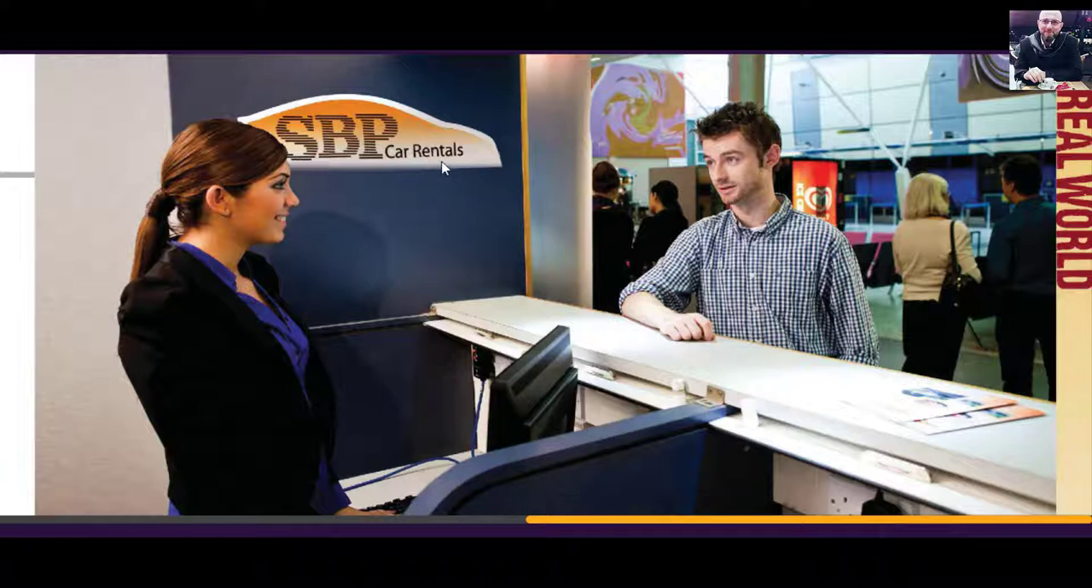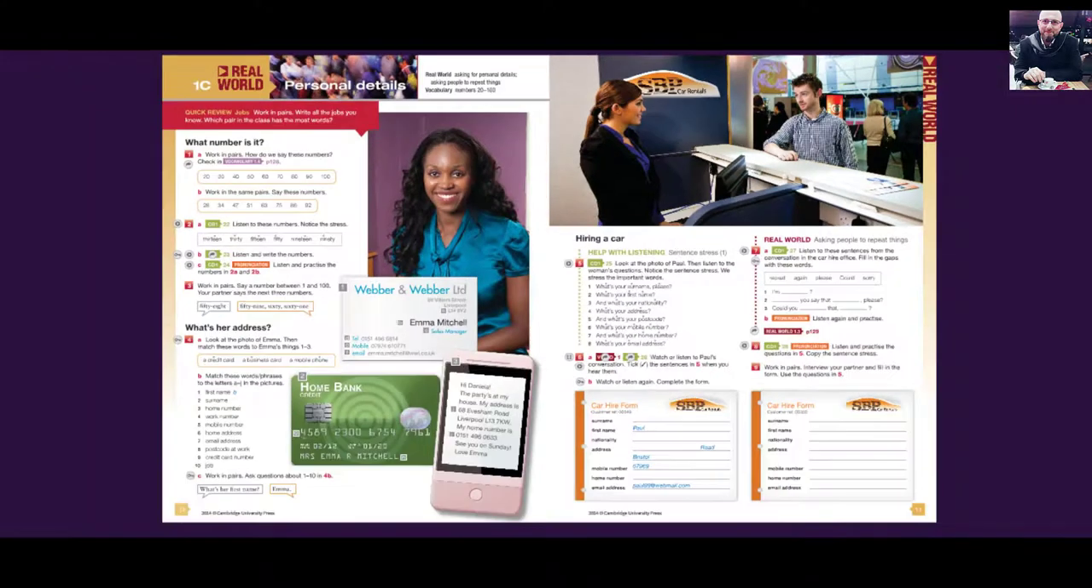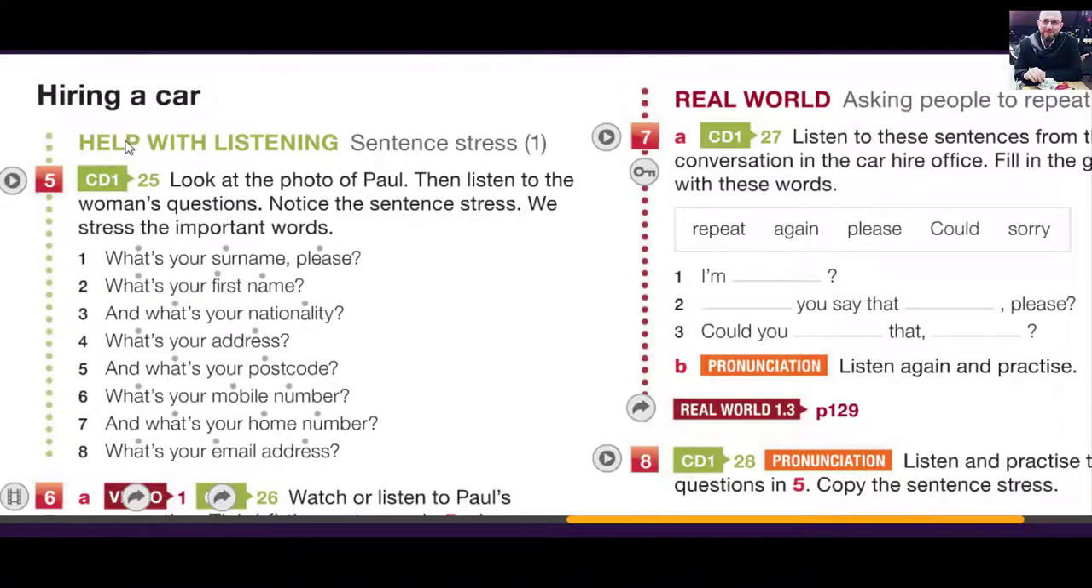Okay, so if you want to rent a car, maybe in the airport, you come to Istanbul and you don't have a car, you want to rent a car, then you go to an office, you ask for a car. Okay, so the man or the woman who works in the office will ask you some personal details. And the personal details here, these are the questions: hiring a car. Okay, this is help with listening, sentence stress. And how many questions do we have here? We have 8 questions. These questions are all about personal details.